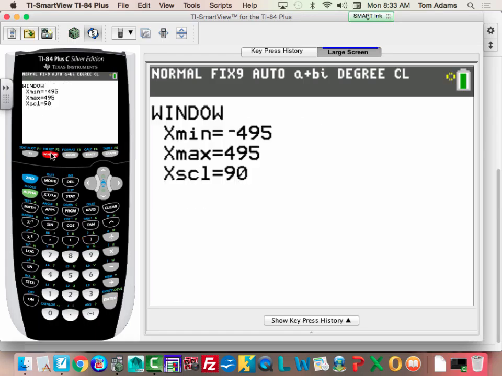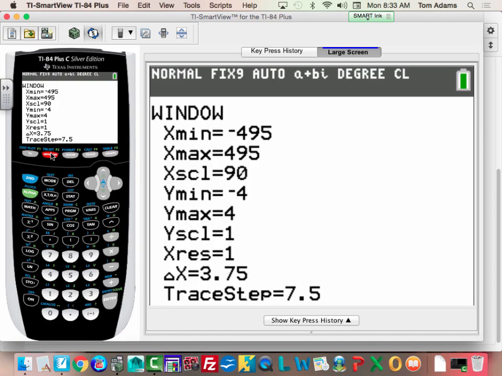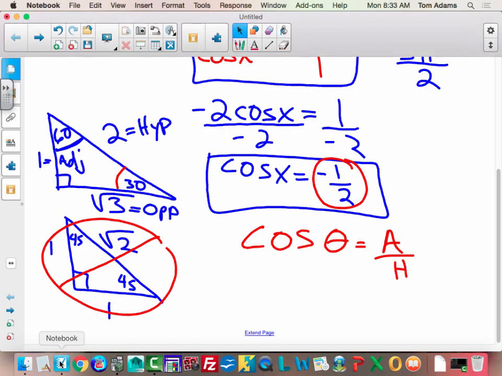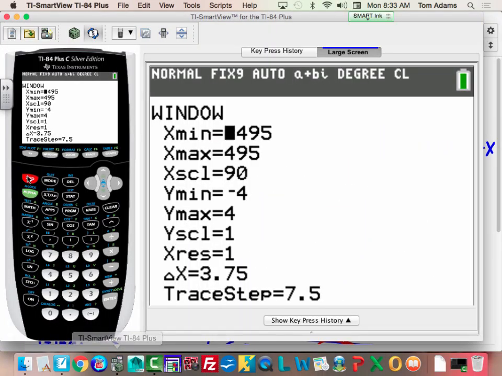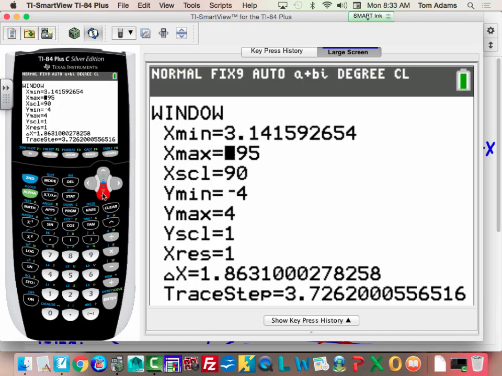Now, for the window, what do I want my x min to be? What do I want my window to be? Zoom standard. No. Zoom fit. What do I want my x min to be? Pi. What do I want my x max to be? 3 pi over 2. So I'm going to say pi, then I'm going to say 3 times pi divided by 2.